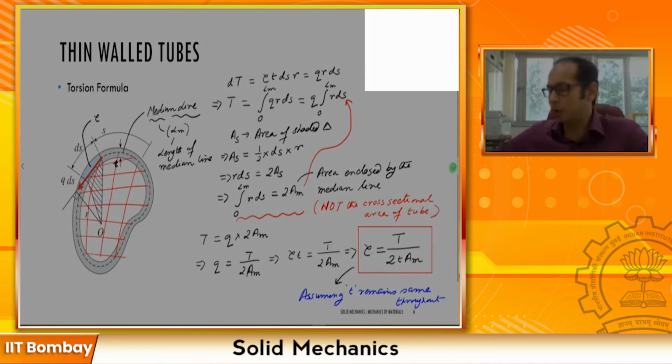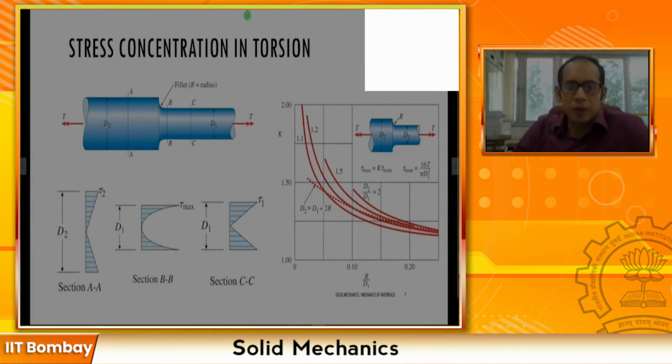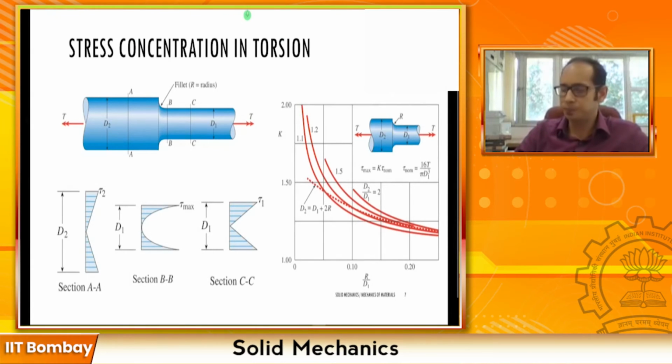So this was the thin wall tubes. Next is the topic of stress concentrations in torsion. Right. Now, as you had seen for the axially loaded case, where you have discontinuities or jumps in the cross-sectional areas, your stresses shoot up. Similar happens in torsion.